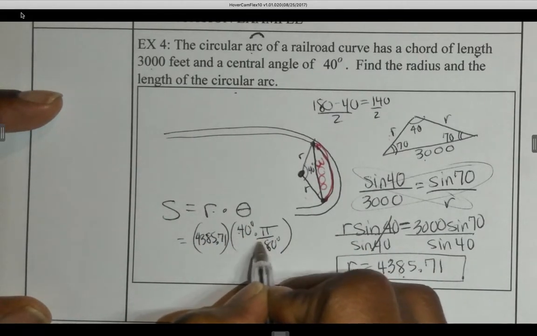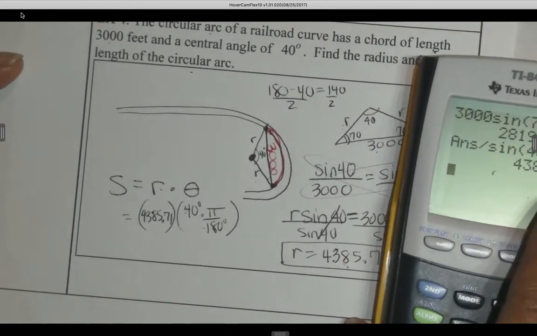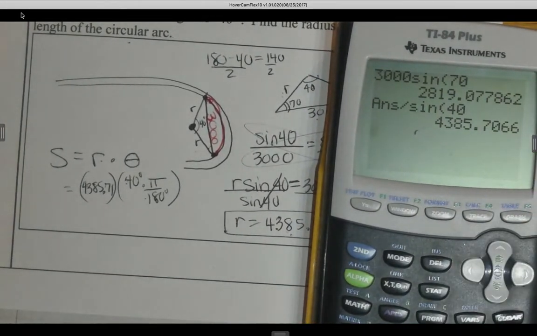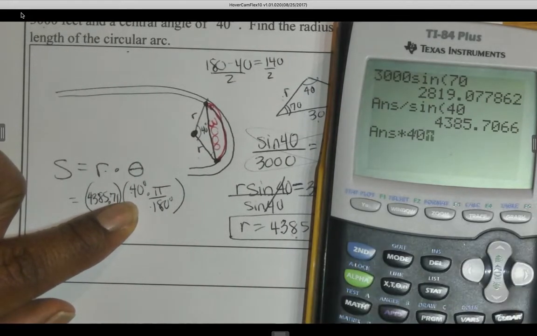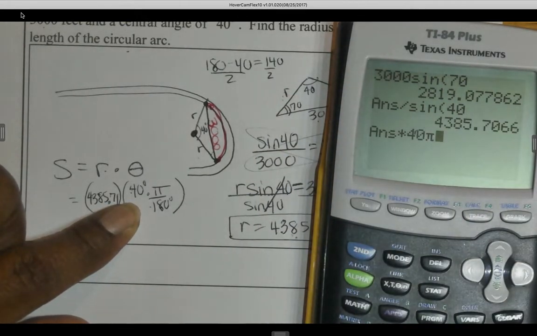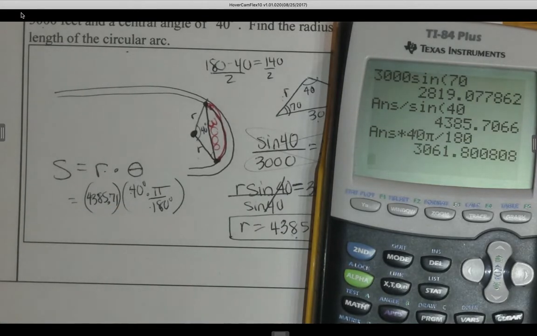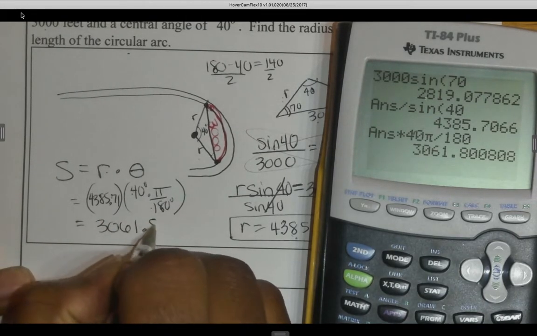So if I plug all this into the calculator, we already have this number here, so I'm going to leave that and multiply by 40 pi and then divide that by 180. So we get that the arc length is 3,061.80.